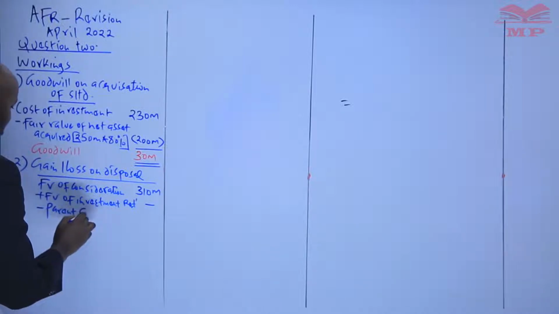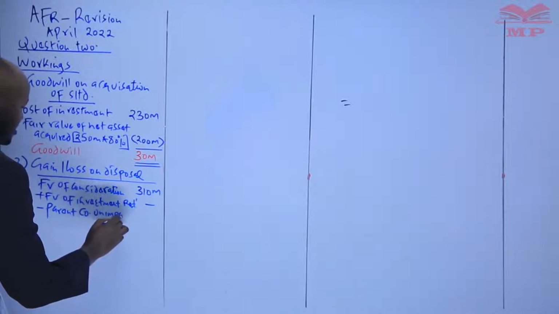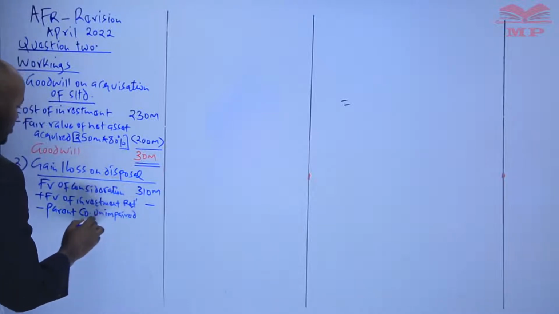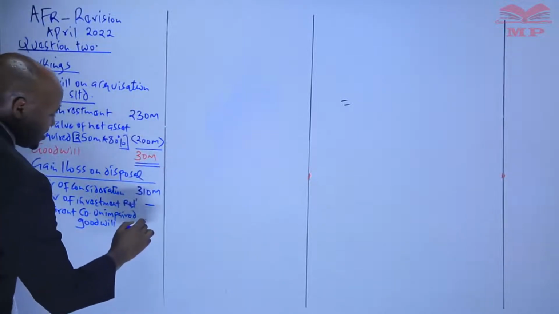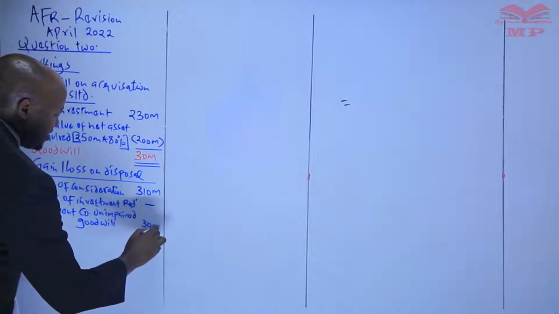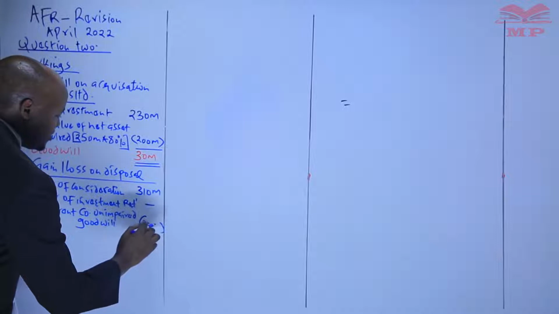Parent company unimpaired goodwill, and basically that is what you have determined in our working one here. How much is that? 30 million. We less it there, 30 million.